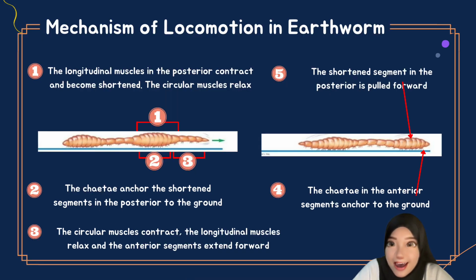Now let's take a look at the locomotion in earthworm. First, the longitudinal muscles in the posterior contract and become shortened while the circular muscles relax. The chaetae anchor or grip the shortened segment in the posterior to the ground. Next, the circular muscles contract while the longitudinal muscles relax and the anterior segments extend forward. The chaetae in the anterior segments anchor to the ground and the shortened segment in the posterior is pulled forward. And that is how an earthworm moves from one place to another.